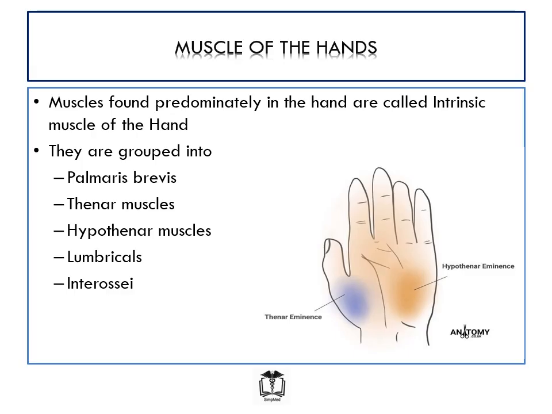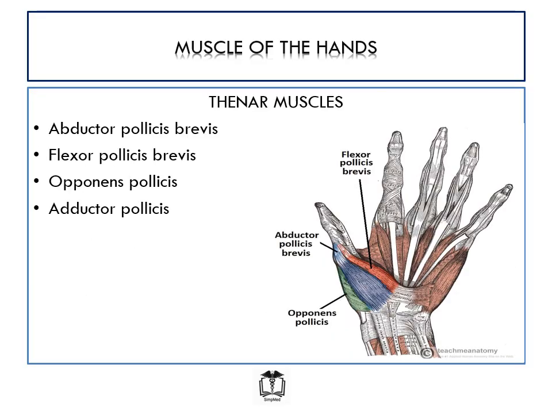Let's conclude this module by talking about muscles of the hand. The muscles of the hand predominantly are called intrinsic muscles, and these include muscles like the palmaris brevis muscle, the thenar muscles, the hypothenar muscles, the lumbrical muscles, and the interosseous muscles. Start with the thenar muscles. The thenar muscles of the hand include muscles like the abductor pollicis brevis, flexor pollicis brevis, the opponens pollicis, and the adductor pollicis.